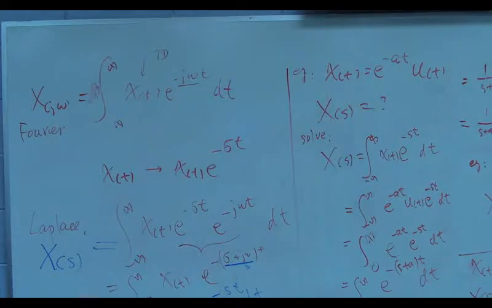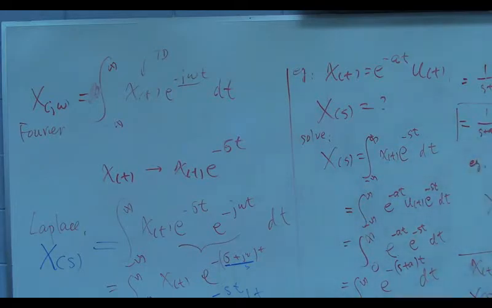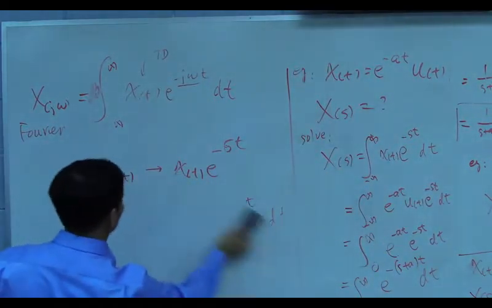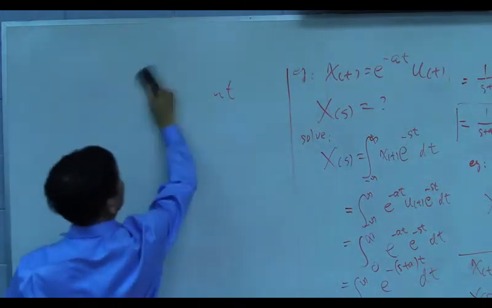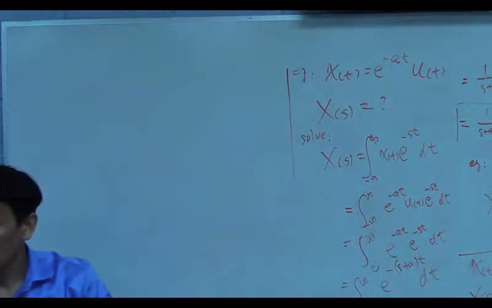Make sense? So for this kind of exponential signal, we already know the Laplace transform. So this one here, you need to memorize. For e to the negative at, the Laplace transform is 1 over s plus a. That's very typical, because we are going to deal with a lot of exponential functions. Any question on this? Right.